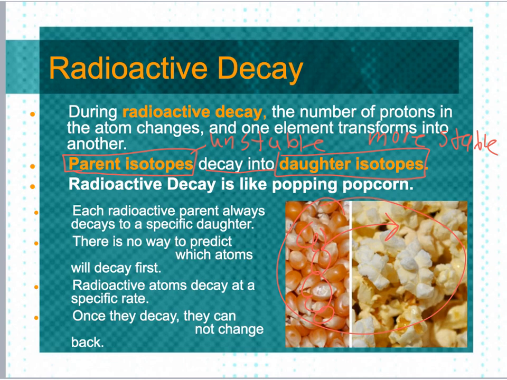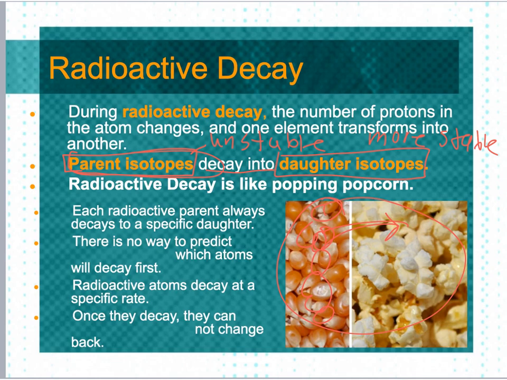But each radioactive parent always decays to a specific daughter. So we've actually mapped these pathways out. Chemists and physicists have mapped these pathways out. There's no way to predict which atoms will decay first. So we don't know which of these kernels, or in this case parent isotopes, are going to pop first. And you guys know this. If you were popping a bag of popcorn in the microwave, you wouldn't be able to predict which kernel was going to pop first. It would be kind of random. But we know some pop more than others, and that's why sometimes when you don't heat it all the way, you have a lot of kernels unpopped.